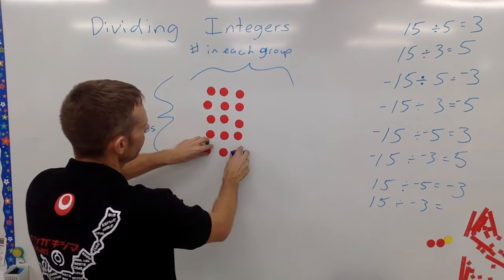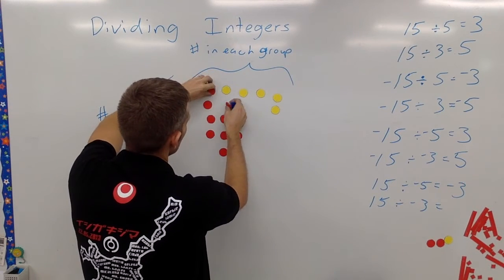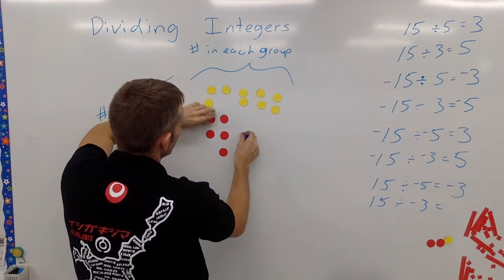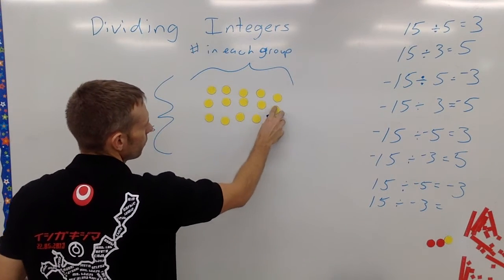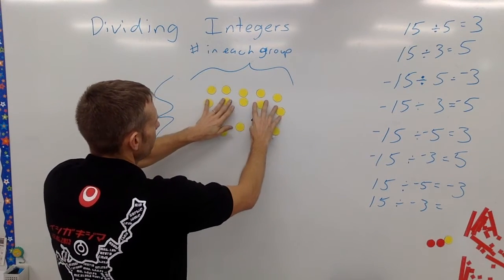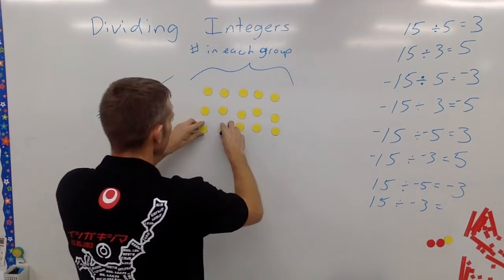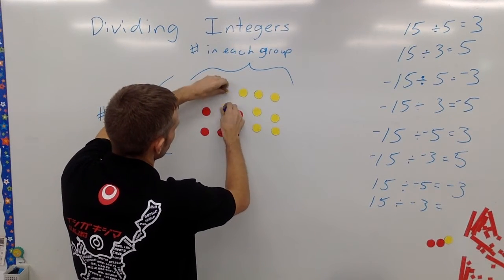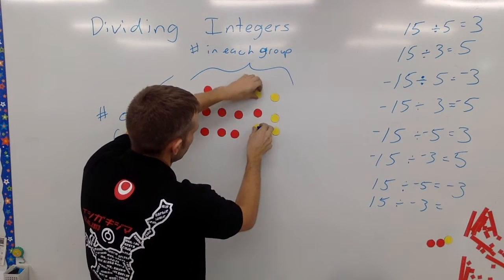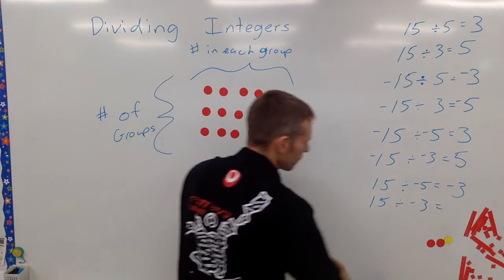And last but not least, you can probably see already, but I'll just show it to you, hopefully without dropping them all. Here's our positive 15. I'm going to divide it into 3 groups, but I want to divide it into negative 3 groups. So all of these will flip over. And each group consists of negative 5s.